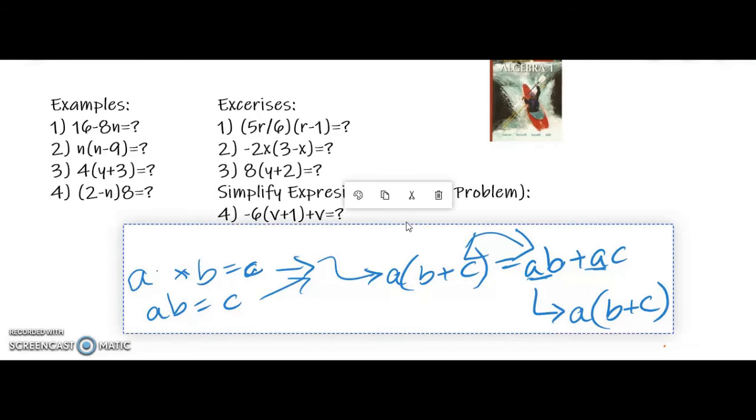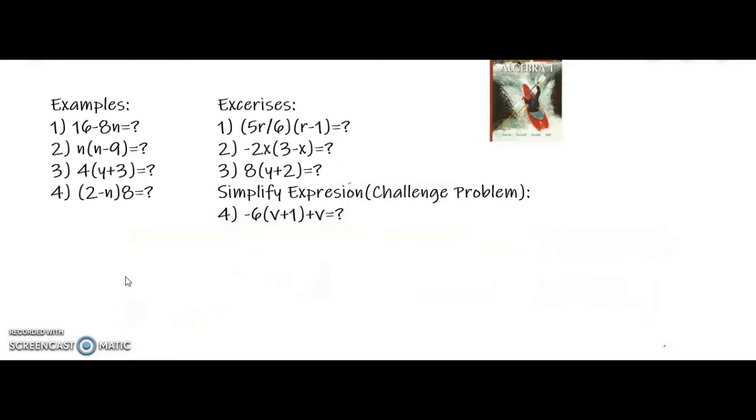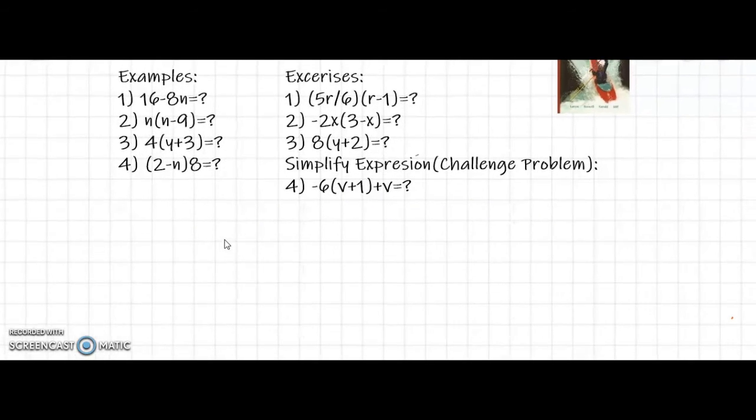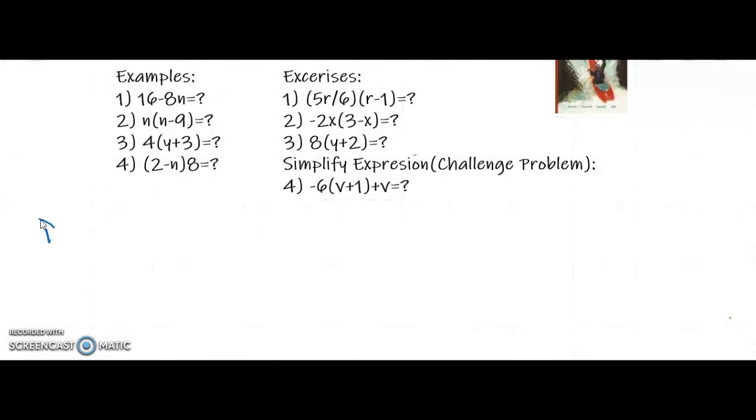Now that we've taken care of that, let's go ahead and solve our problems. For example 1, they give us 16 minus 8n. Where I was talking about factoring, you have to factor out the greatest common factor. In this case, your greatest common factor is 8, because 8 times 2 is 16 and 8 times 1 is equal to 8. So you factor out the 8.